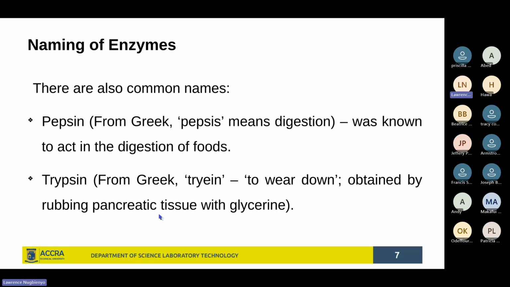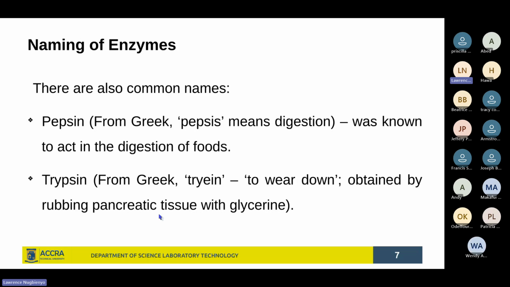Then trypsin, which was named after the method by which it was obtained for the first time, which is to extract it in glycerin. And that extraction into glycerin was done just by rubbing glycerin on pancreatic tissue, so that the enzyme just got extracted into glycerin by that process of wearing off of the pancreatic tissue.